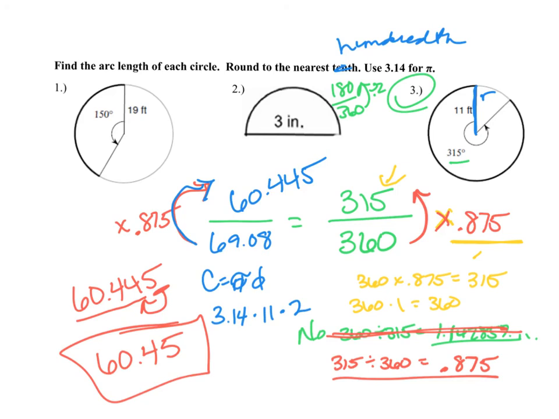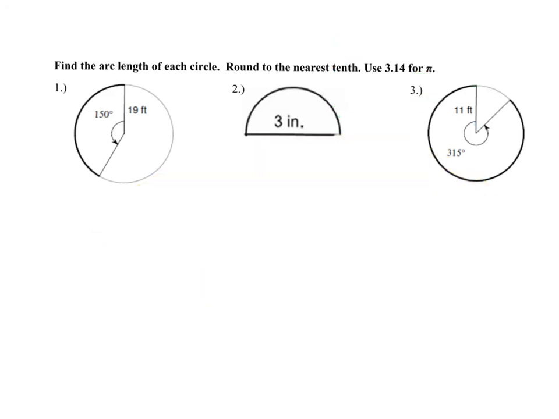Notice, please, that there's quite a bit of work involved. I mean, we did all of this just to get our answer. You don't have to write everything down like I did, but this is the work that goes into finding arc length. So let's do one. We'll do this last one, only instead of finding the arc length, now we're going to find the sector area, which is the exact same thing, only now you're going to use area.